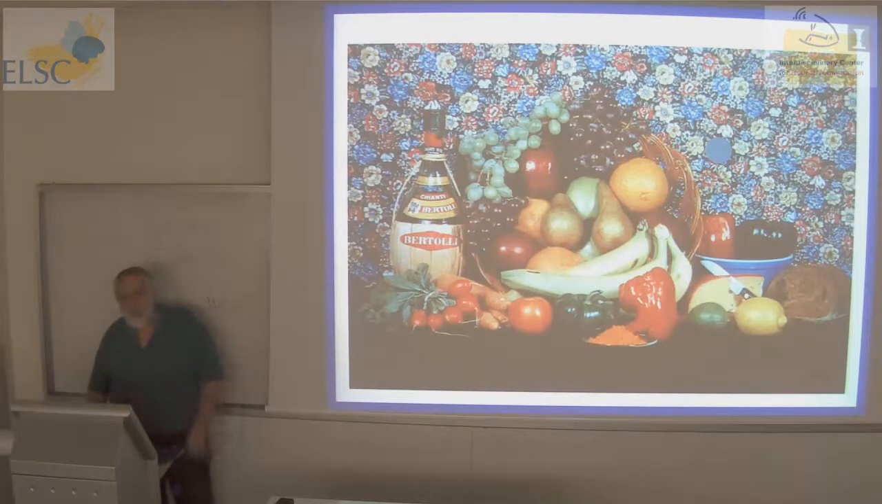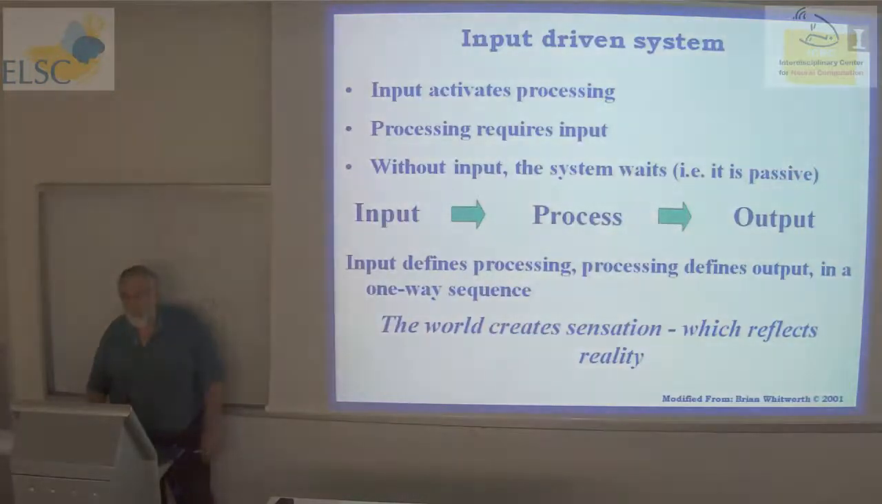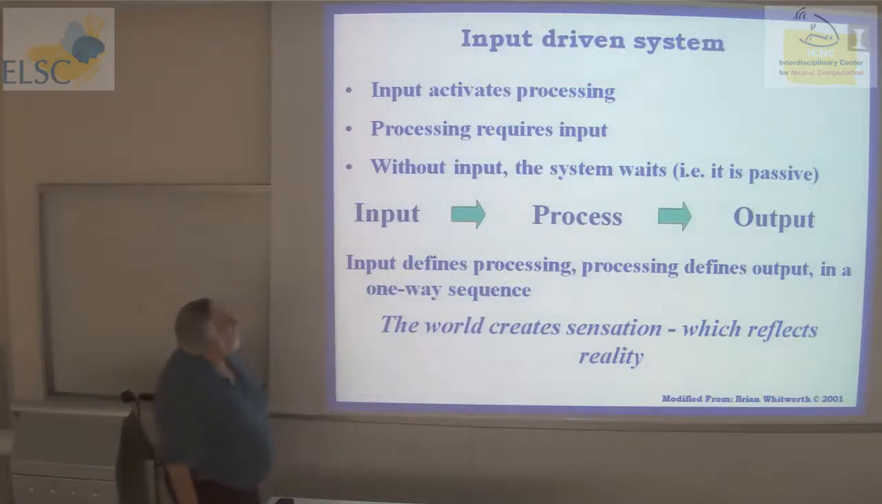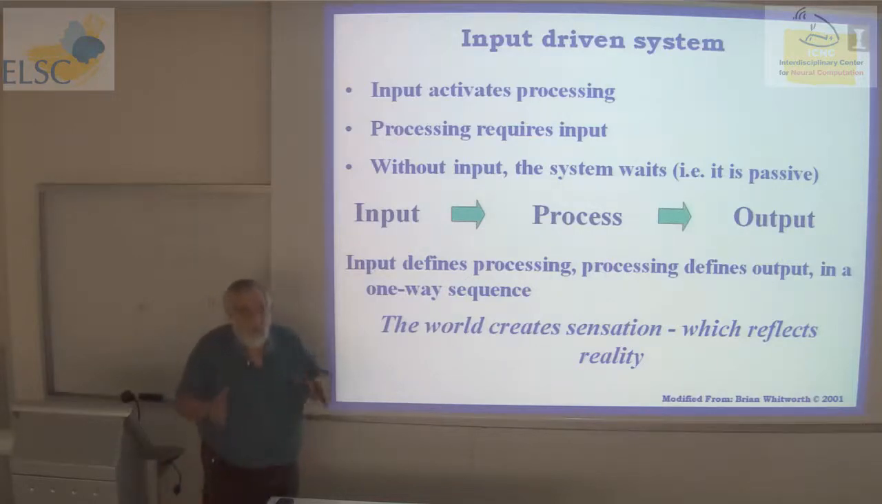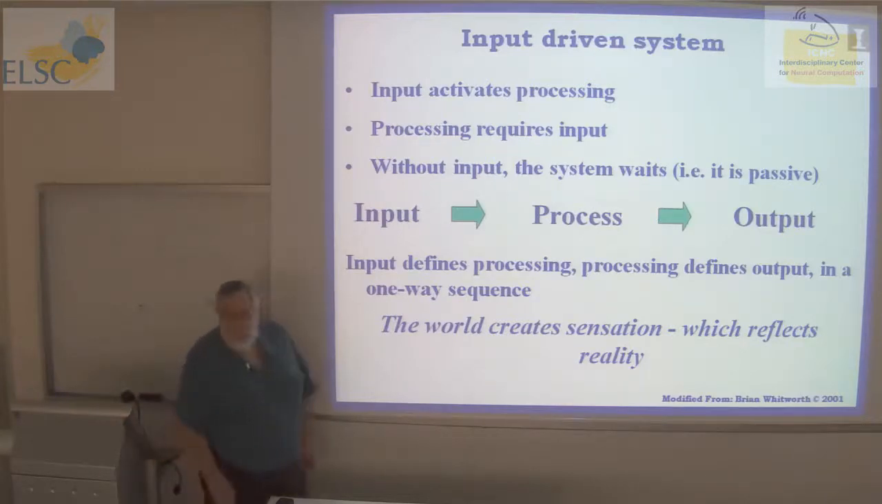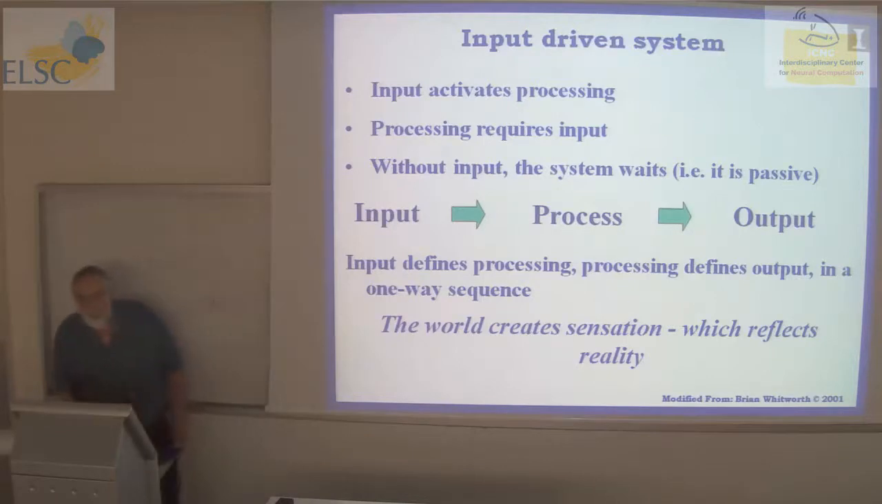But people saw things, had the impression that they see, and that means that we can talk about an input-driven system, input-activated processing that requires input, and without the input, the system wastes. We don't need eye movement or anything that will be done on the input, because the input was shown for 100 milliseconds, and we could not do intentional eye movement at that time, and even so we succeed to see. Input defines processing, which defines output, in one-way sequence, and the world creates sensation which reflects reality according to the input-driven system.